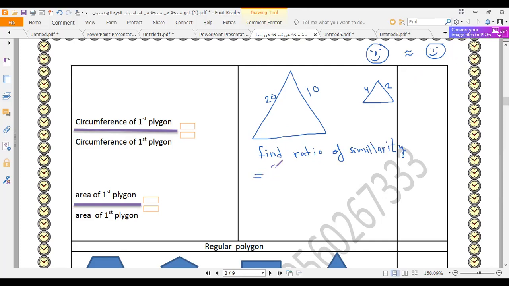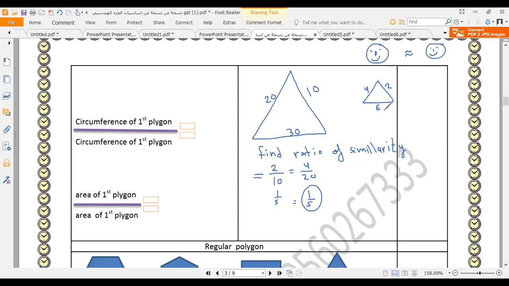How do I find it? I just divide the smaller over the bigger, like this way, 4 over 20. If I solve here, I get 1 over 5 and 1 over 5 here. This means your ratio of similarity will be 1 over 5. This means if you find the area or the circumference or perimeter of this shape, it will be 1/5 of this one. You understand? يعني for example here if this is 30 this one is 6.